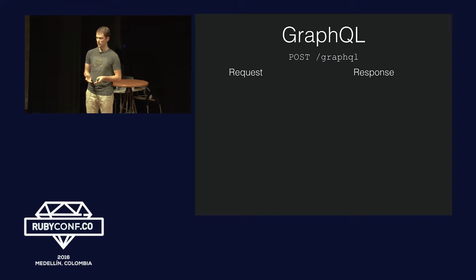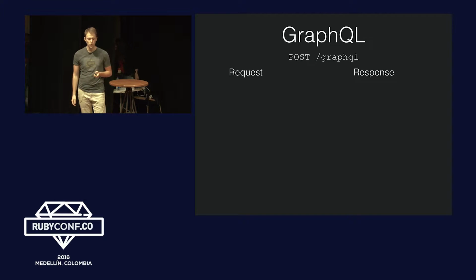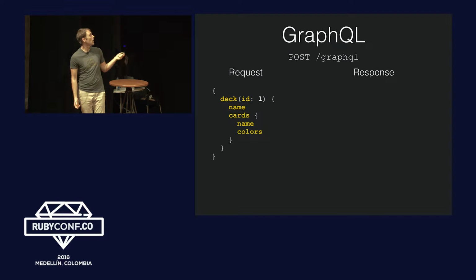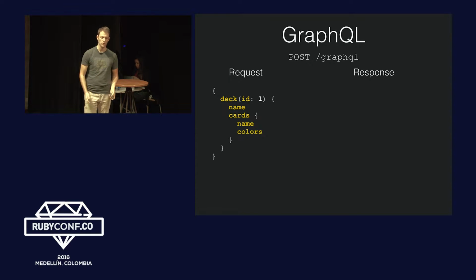This is where GraphQL comes in. It's an alternative approach to solving this problem. In a GraphQL system, you have one URL. It doesn't have to be that, but you have one. And you write a query that looks like this. In this query, we're looking for a deck, and we're using the ID number 1. When we find that deck, we're asking for some of its values: its name, the cards that are in the deck, and for each card, we want a name and the colors.